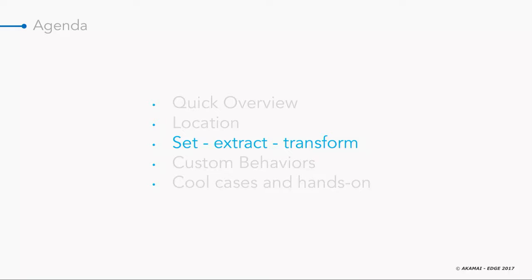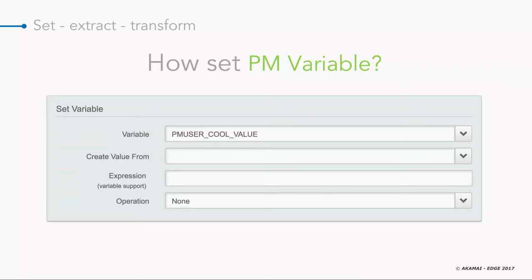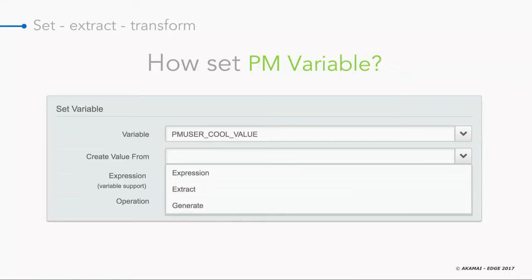So let's talk a little bit about what you can do with these Property Manager variables. First of all, you can set the value of a PM variable using three methods: expression, extraction, or generation. In this case, we're only talking about user-defined variables, right? Because built-in are just predefined values. So let's take a look. You will find a behavior which is called set variable. In this behavior, you will have the three options to set the value: expression, extract, and generate.